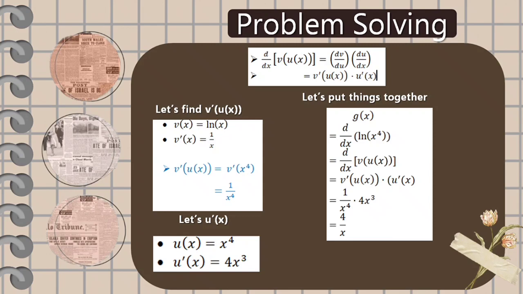Let u of x is equal to x to the power of 4, and let v of x is equal to ln of x. And that is equal to v of u of x. Then let's apply the chain rule, and that is equal to the derivative of v of u of x times the derivative of u of x, and that is equal to 1 over x to the power of 4 times 4x to the power of 3. Simplify, we get an answer of 4 over x. Therefore, the final answer for this problem is 4 over x.